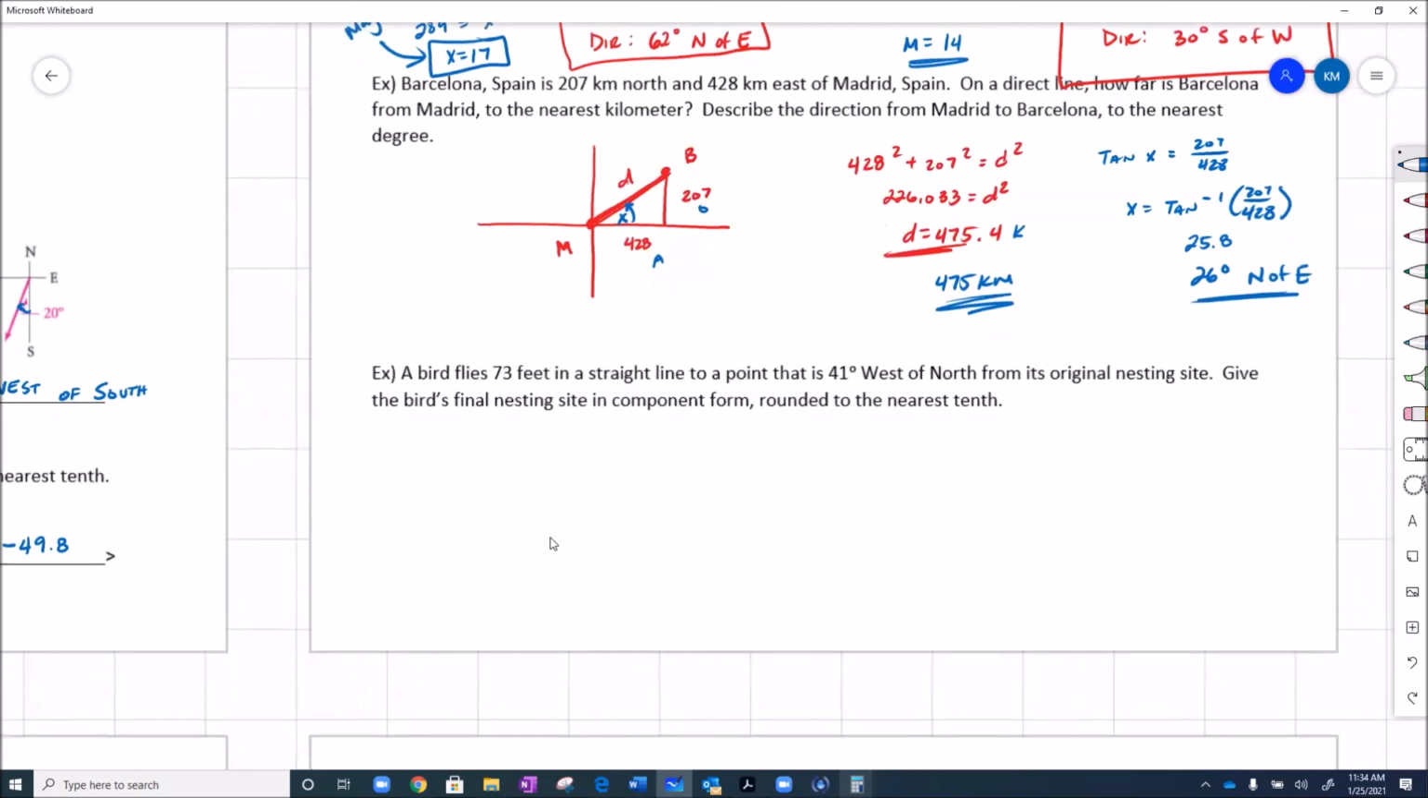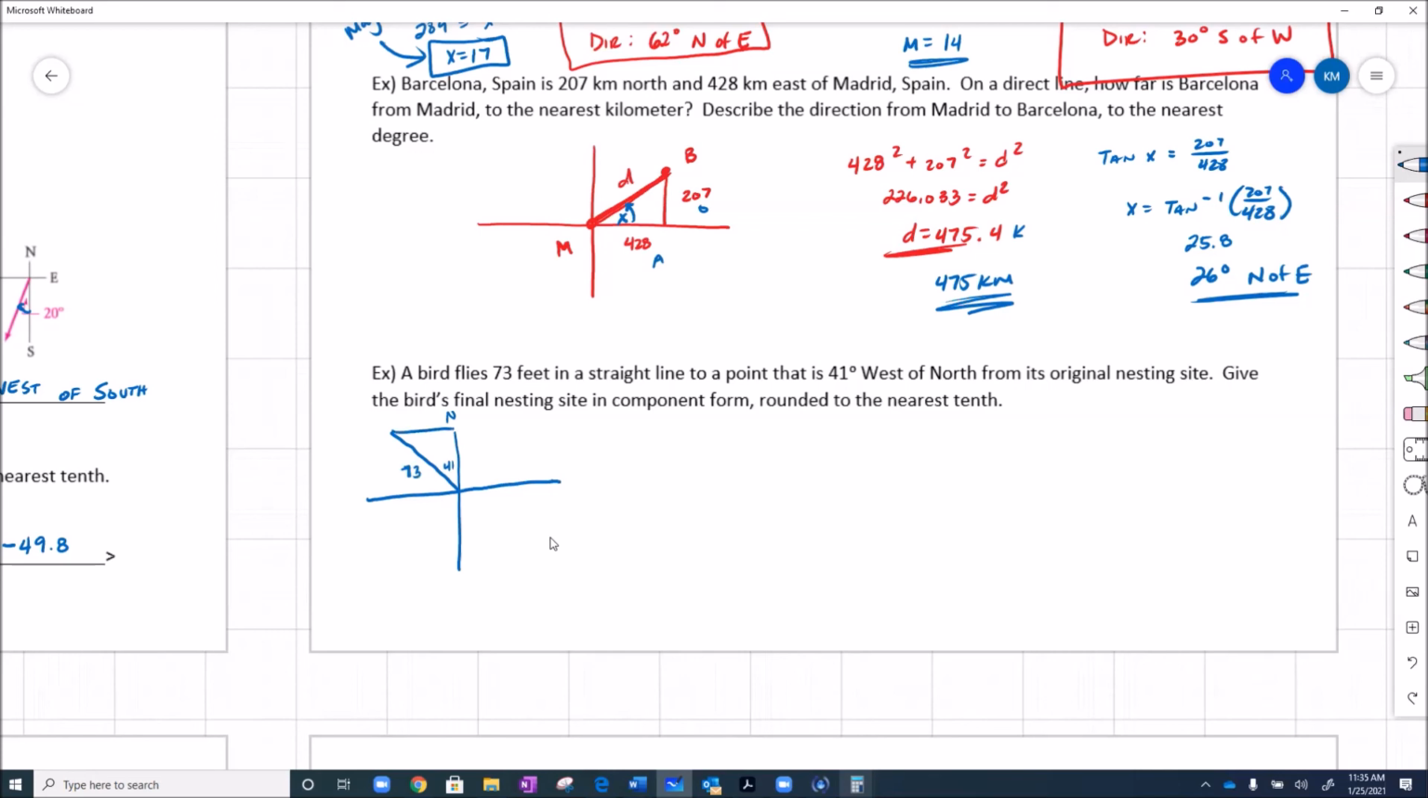Finally, a bird flies 73 degrees in a straight line to a point that's 41 degrees west of north from its original nesting site. Give the bird's final nesting site in component form. Round it to the nearest tenth. Okay, so here we go. 41 degrees west of north. So we got north here. We're heading towards the west. Where we're at, that's where our 41 is, and they told us that this is 73 feet.